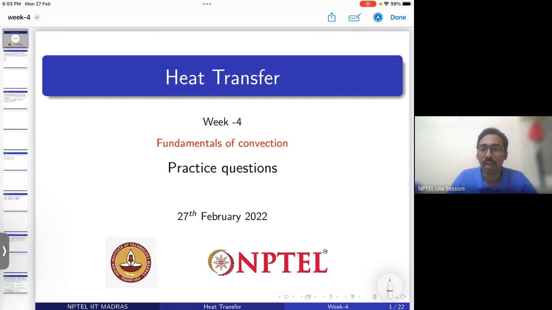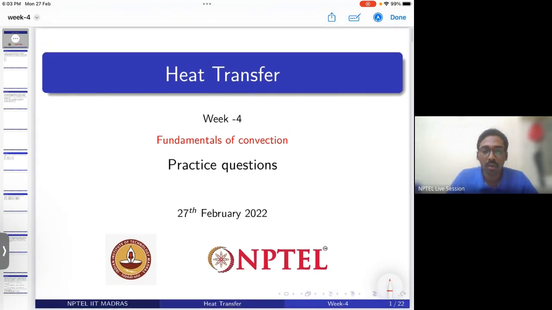In the initial lectures of the fourth week, the fundamentals of convection were discussed. Then the flow over a flat plate, the boundary layer, and the temperature and velocity profiles for flow over a flat plate were discussed. Now we will start with some simple questions related to these topics. In the coming weeks, we will go deeper into the convection topic.